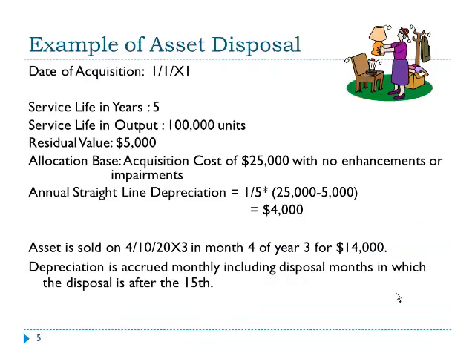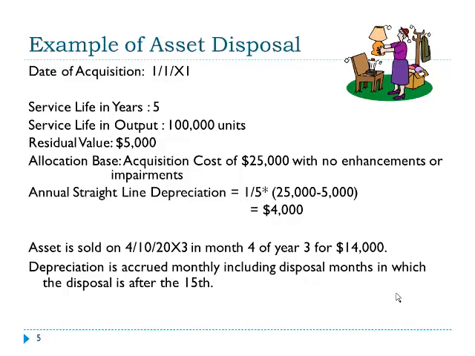Here's an example of asset disposal. Let's say we acquired this asset on January 1st of 2001. It has a 5-year service life, composed of 100,000 units that it would be able to produce over its entire life. The residual value at the end, when our business is done with it, is expected to be $5,000. The allocation base then is the acquisition cost of $25,000. It's had no enhancements or impairments.